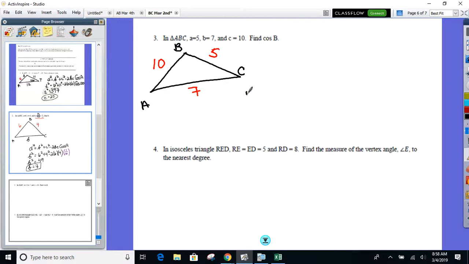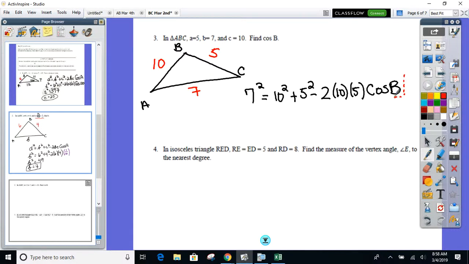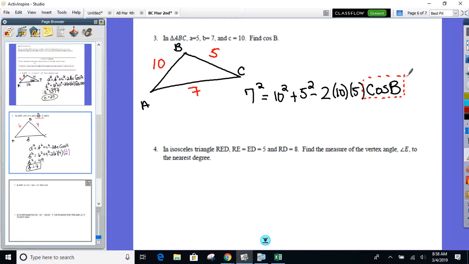I'm going to start this out with 7 squared equal to, what are the other two sides? 10 squared plus 5 squared minus 2 times 10 times 5 cosine B. That's what I'm looking for, cosine of B, right? All right, so here's your job. I need your help to get cosine of B all by itself.